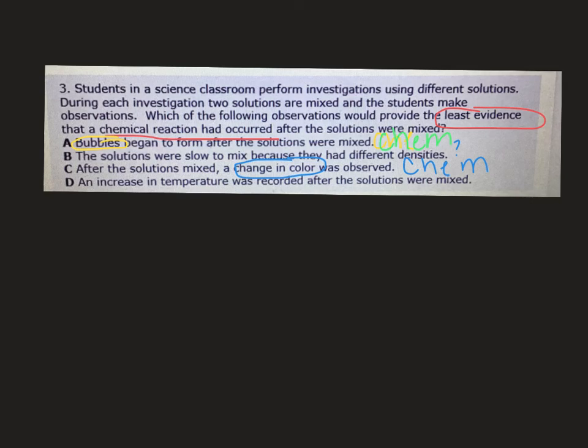D says an increase in temperature. Well, we know whenever two things are mixed together, if it gets warmer, an increase in temperature, that's a chemical change. So that, again, is strong evidence. So the only one that doesn't have strong evidence of a chemical change is B.